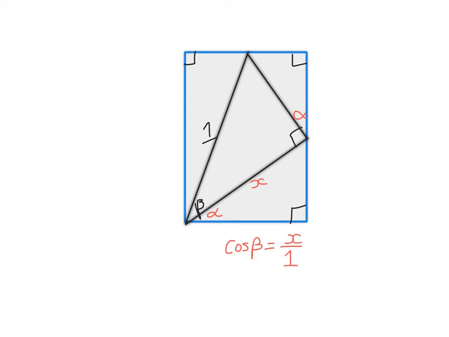Of course, dividing by 1 doesn't do anything, so we can rub that out. This side here, x, is the same as cos of beta. So I'll replace this and call it cos of beta. And similarly, this side here will be sine of whatever beta is.